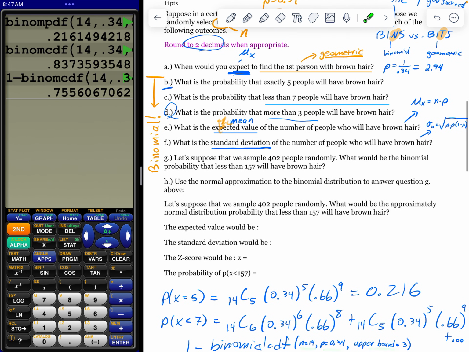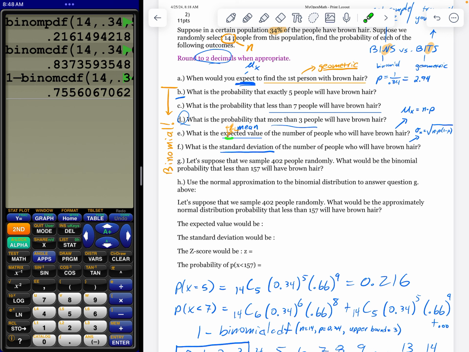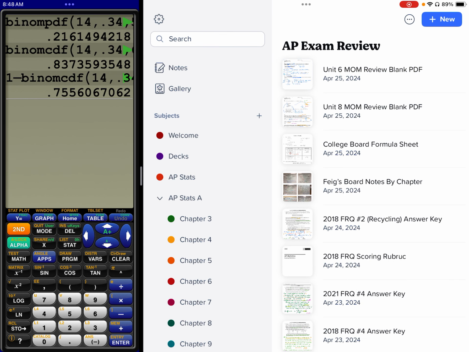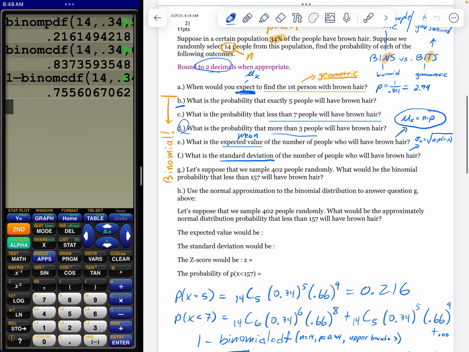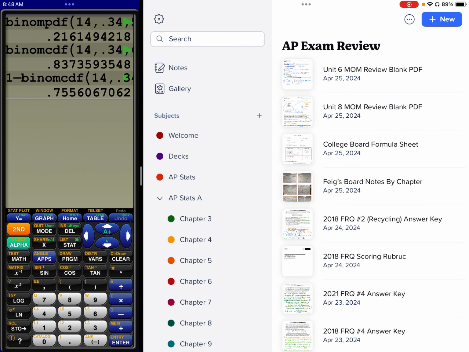All right. E, expected value. Okay. Expected value is the mean, right? Oh, come on, Apple Pen. And in your formula sheet, this is it. So if you're like, what formula sheet? Here you go. Expected value, and the next question is standard deviation. So that's where I'm getting these formulas from.